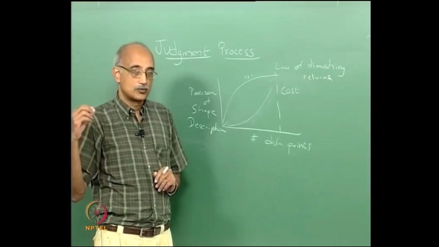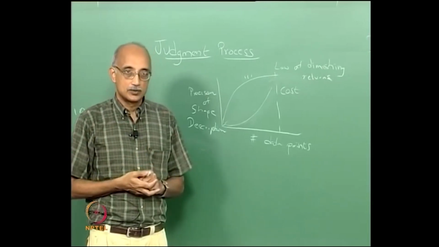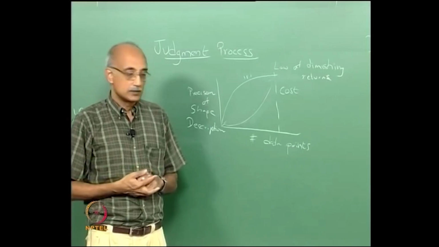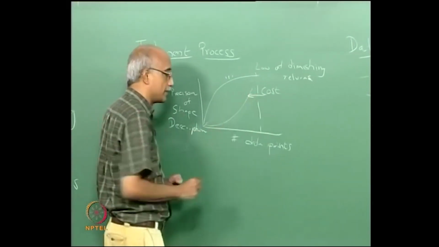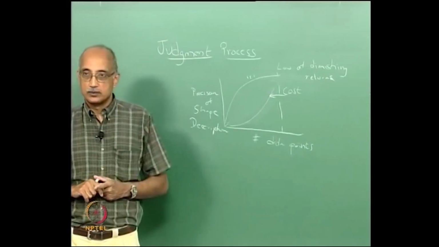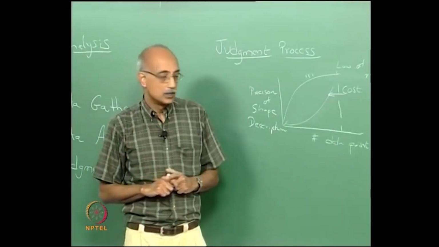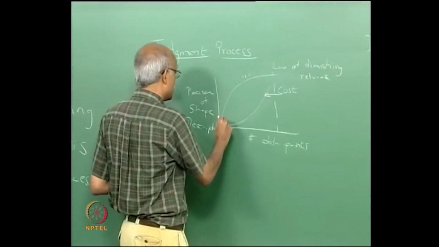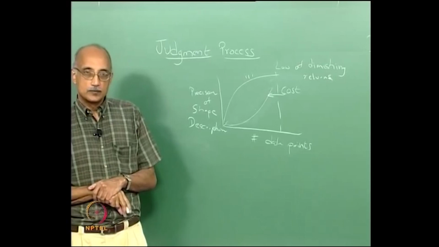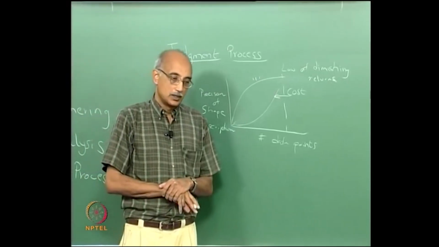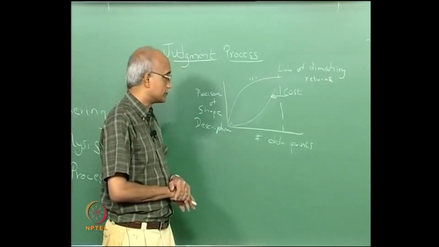As soon as you decide to go to an SEM instead of an optical microscope, there is a huge cost associated with it. So, this is the point, that cost escalates rapidly as you try to increase the number of data points that you have, whereas the precision actually flattens out. So, based on this, how do you make a judgment call as to when you stop?